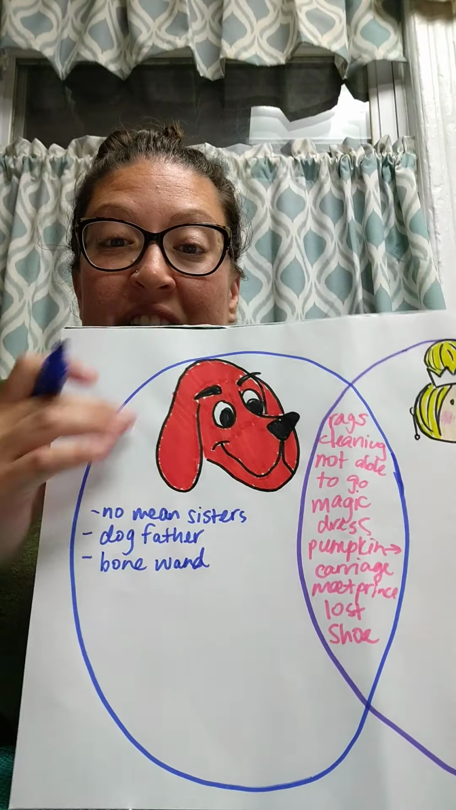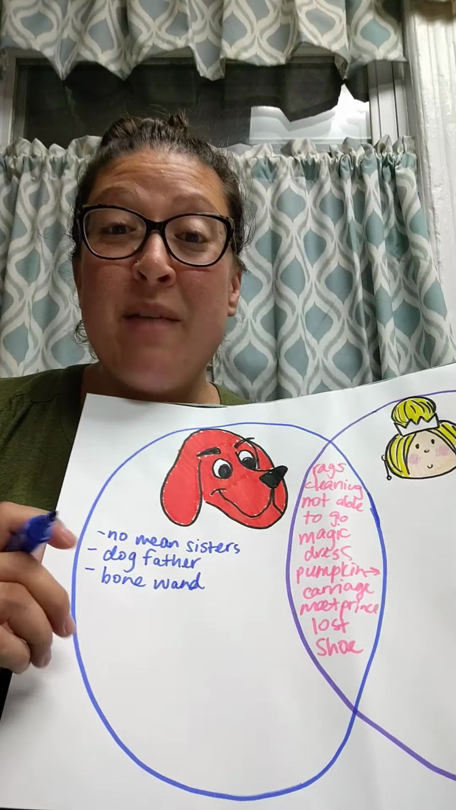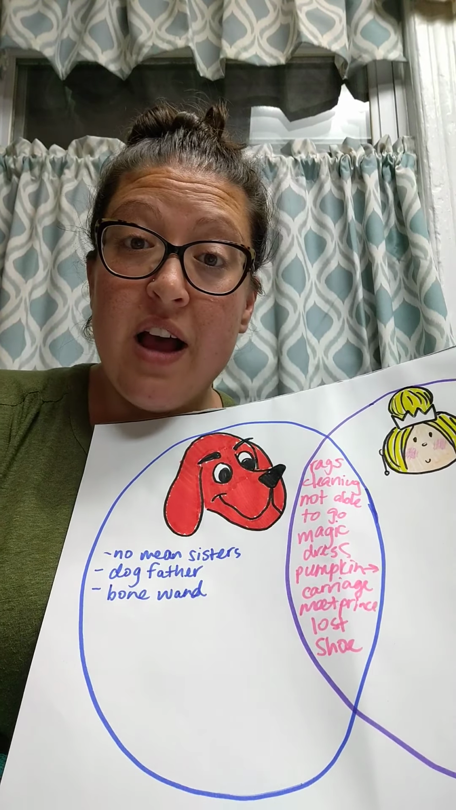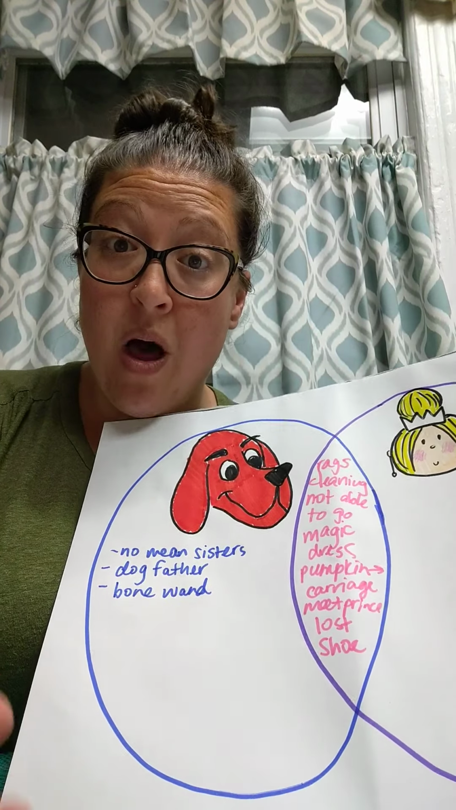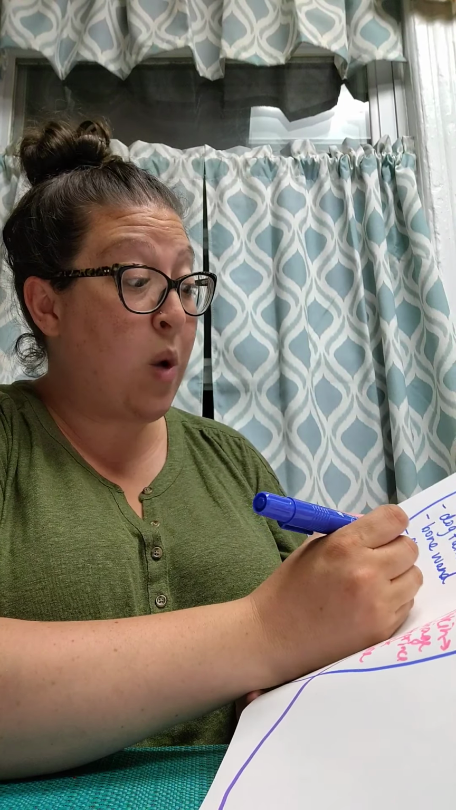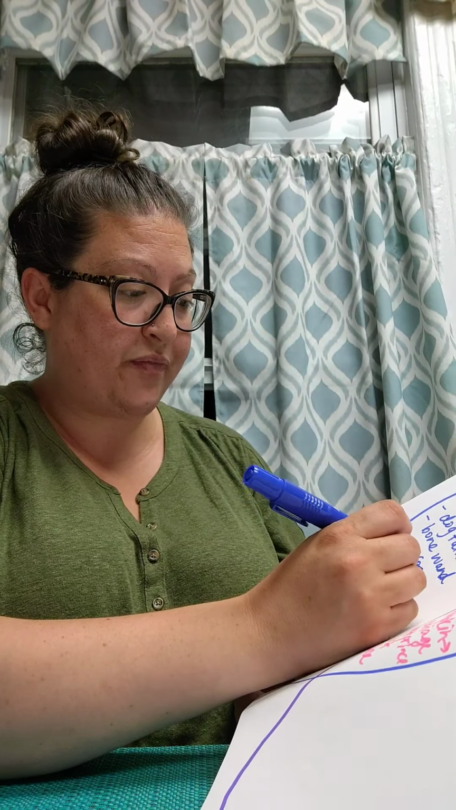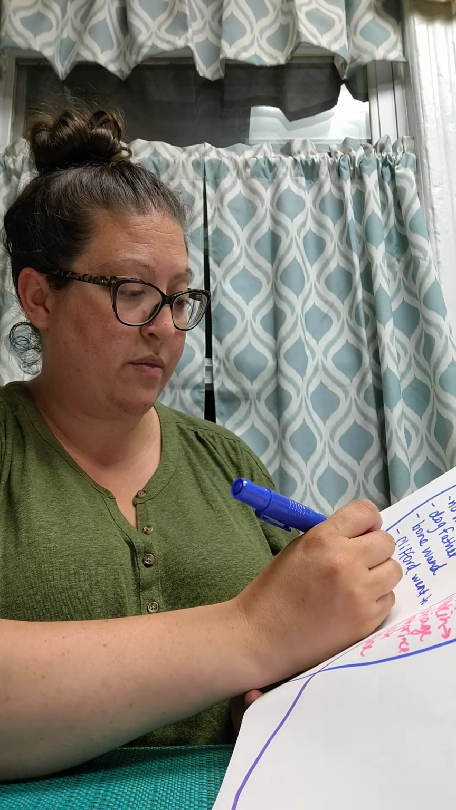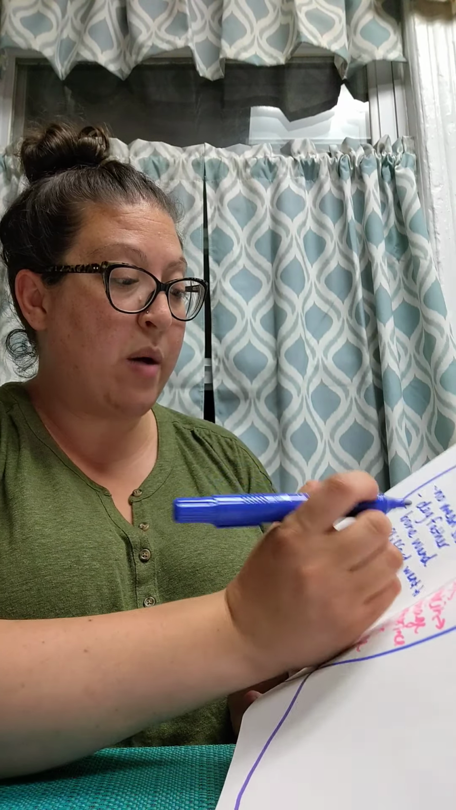Also, in the Clifford story, he broke the carriage, so Clifford took Cinderella to the ball, and he stayed with her at the ball, right? So Clifford went to the ball. And that was different.